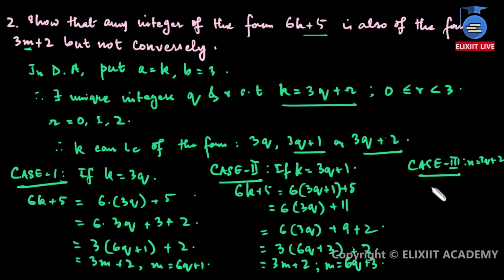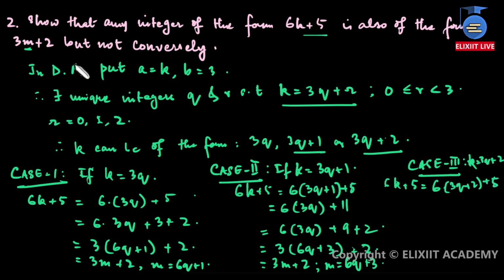So for 3q plus 2, k basically, k is equal to 3q plus 2. So once again, same thing, similar process. 6k plus 5 is equal to 6 into 3q plus 2, plus 5.